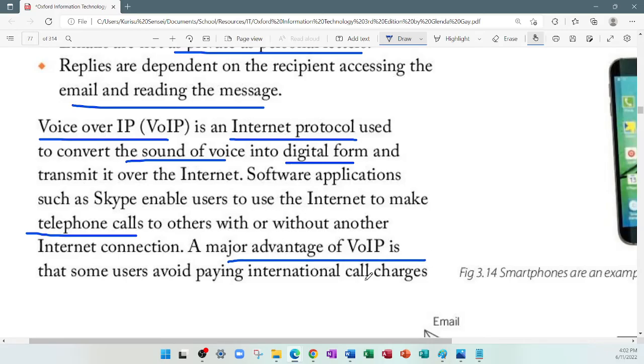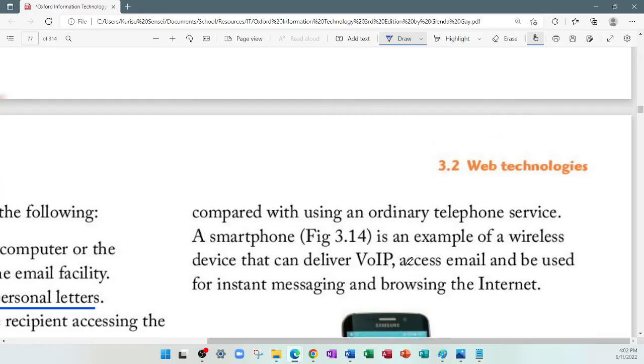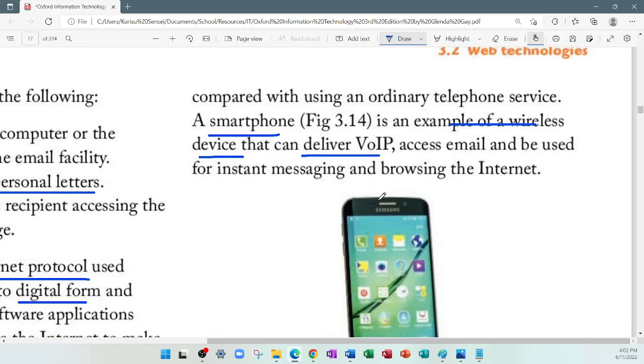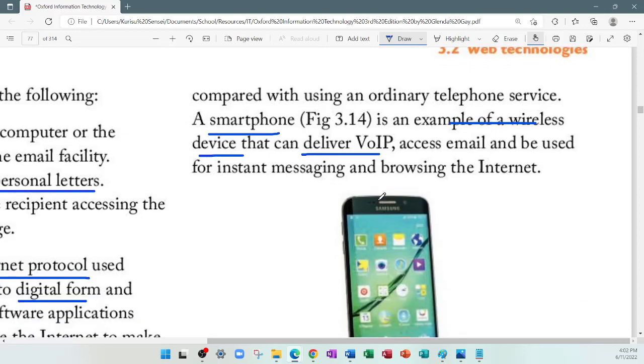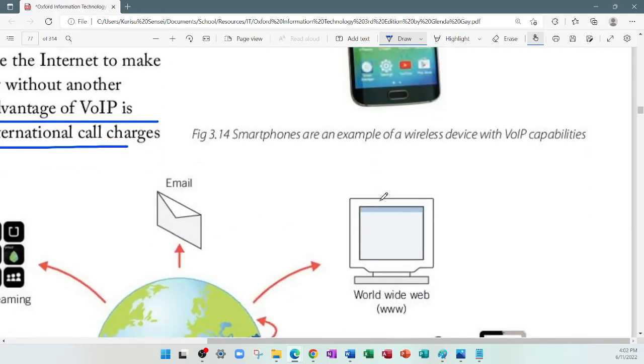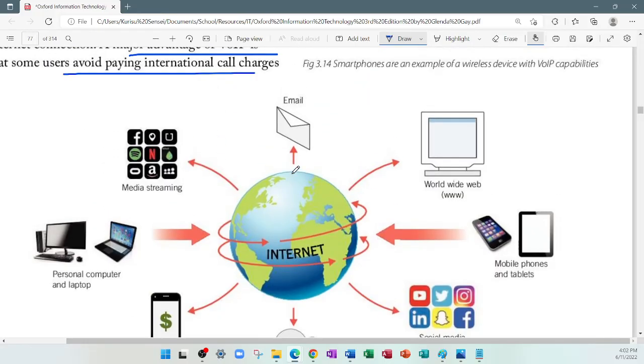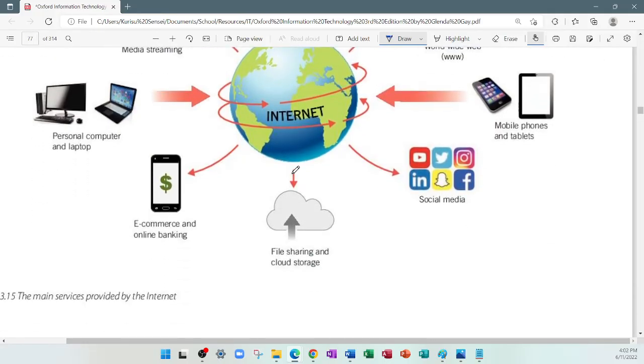Now, the advantage of VoIP is that you don't have to pay any charges for your phone call because you're using the internet. An example, a smartphone is an example of a wireless device that can deliver voice over IP. So, voice over the internet. When you make your WhatsApp call, your Facebook call, your Skype call, that is voice over the internet. Even this Google Meet right now is using voice over the internet.